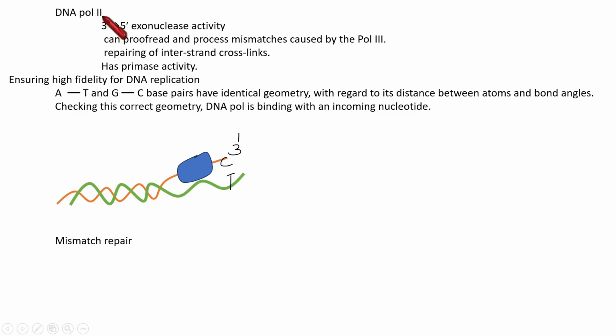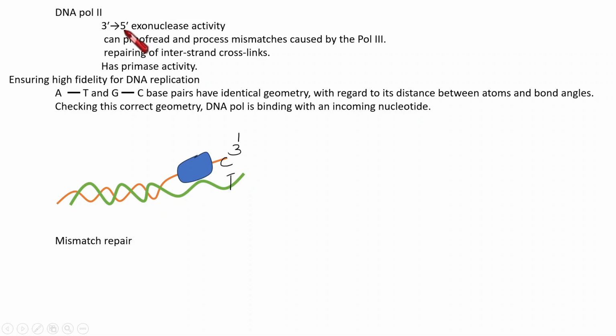Next is about DNA polymerase 2. What is its significance? It has some functions like 3' to 5' exonuclease activity. And we have seen that in the case of DNA polymerase 1, it has both 3' to 5' as well as 5' to 3' exonuclease activity. So, in general, we can tell that all three different types of DNA polymerase have 3' to 5' exonuclease activity, except that DNA polymerase 1 has 5' to 3' nuclease activity also.